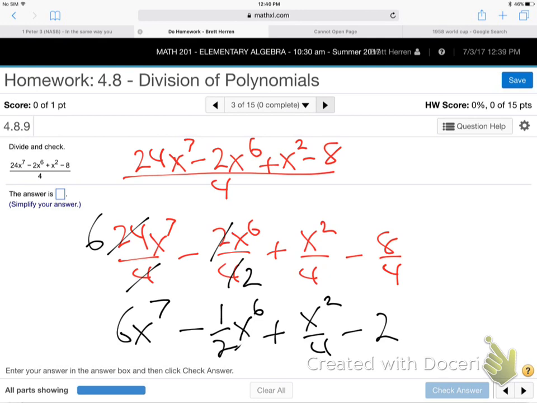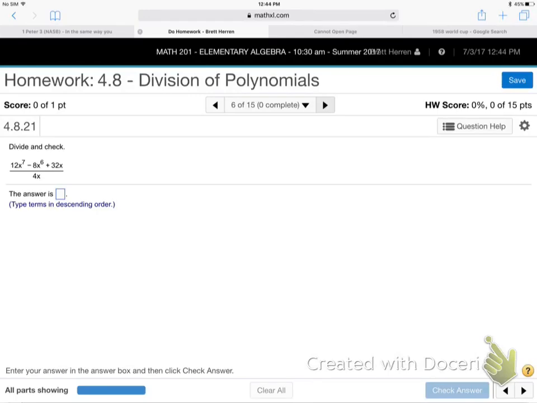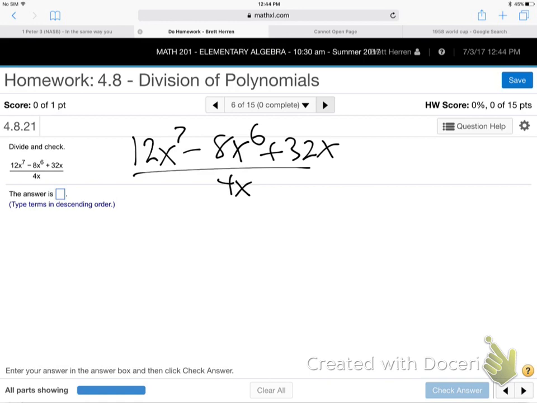All right. More interesting. So we'll try that one. 12x to the 7 minus 8x to the 6 plus 32x all over 4x. Okay, so you know what to do, right? Make it 3 separate fractions, 3 separate division problems. And just do 3 separate divisions.